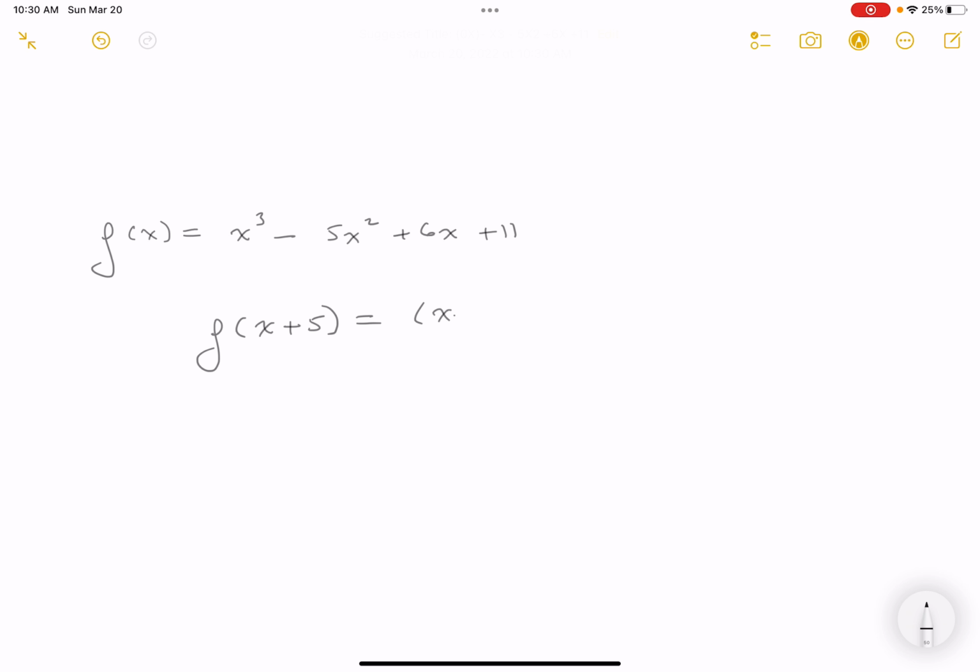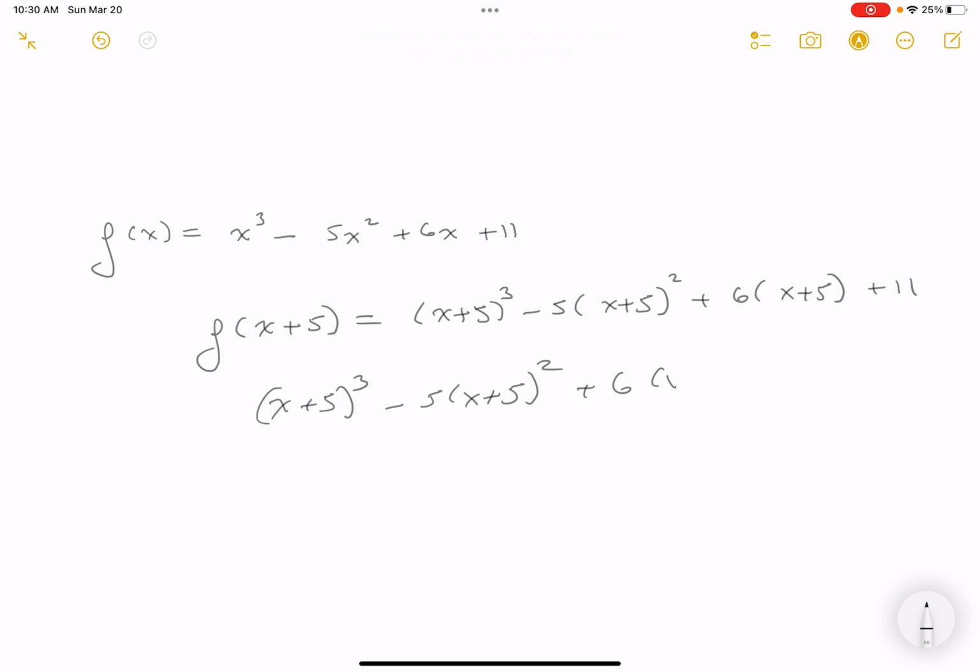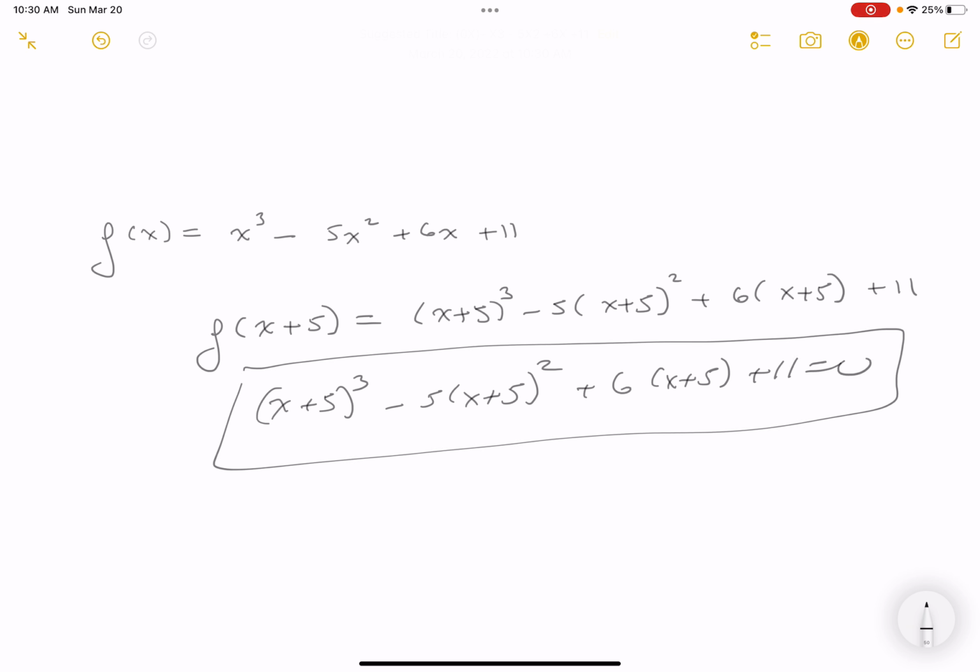So it's going to be x plus 5 cubed minus 5 times x plus 5 squared plus 6 times x plus 5 plus 11. All right, there's a variety of ways of simplifying this. And I'll be perfectly honest with you, I don't mind the way it's written. So if someone wrote x plus 5 cubed minus 5 times x plus 5 squared plus 6 times x plus 5 plus 11 equals 0, and they said that's their answer, I would say that's a fine answer.